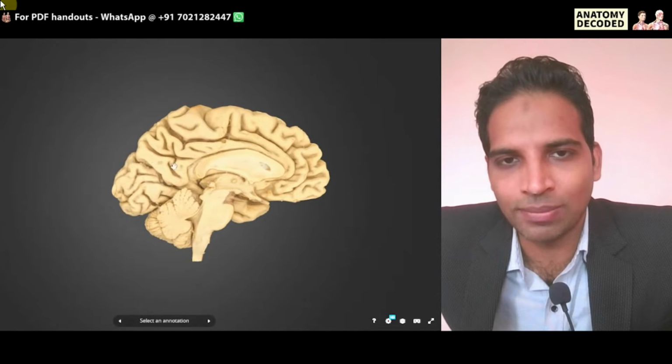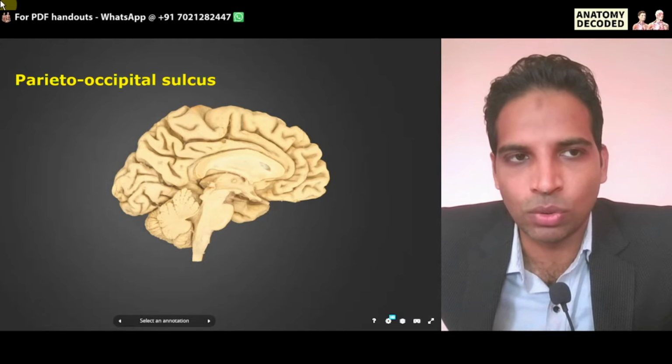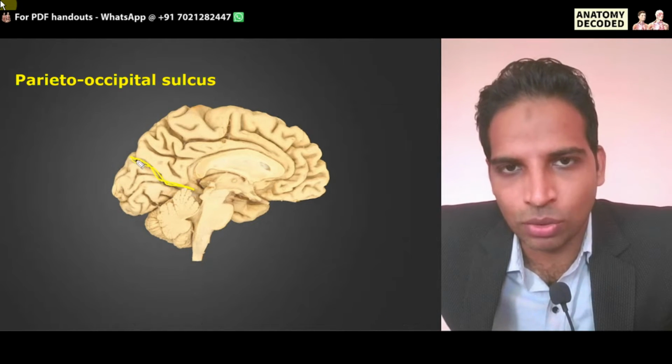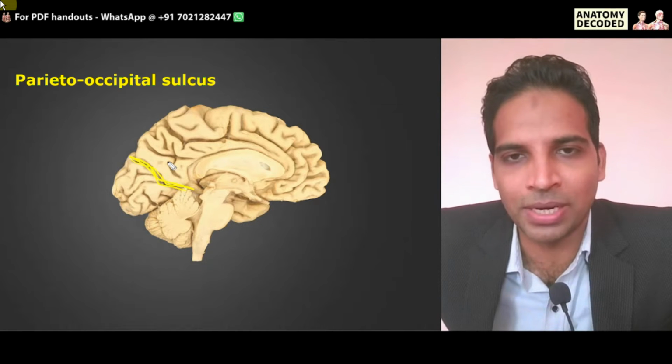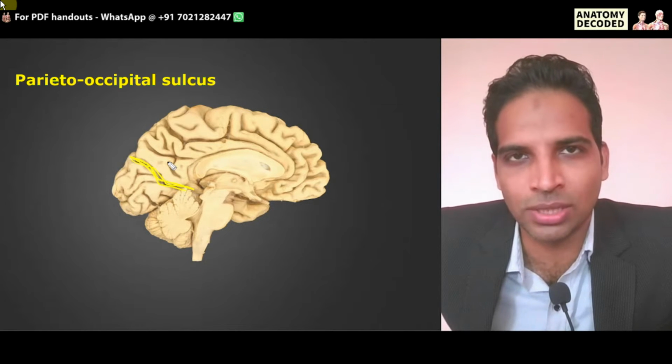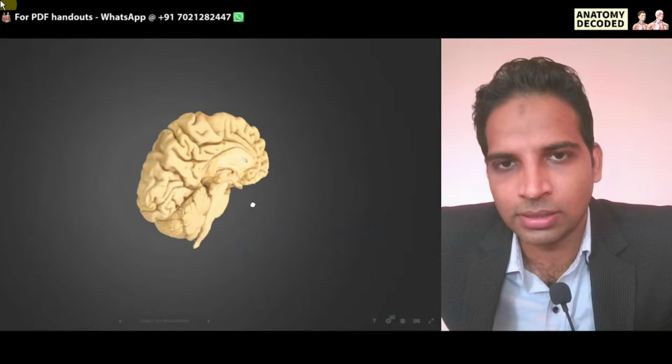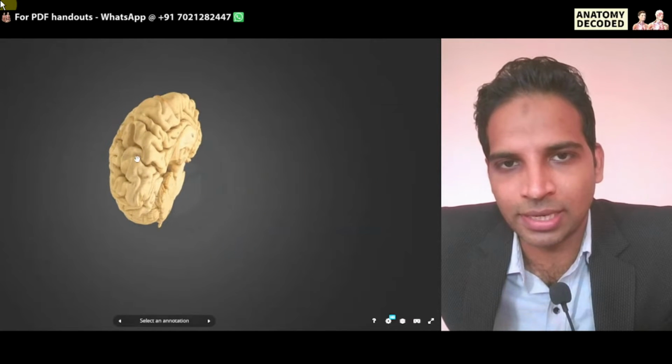Okay, this one is the medial surface. On the medial surface, the prominent sulcus seen is the parieto-occipital sulcus. Some part of the parieto-occipital sulcus extends onto the superolateral surface. Let's see that. So some part of it is extending here.